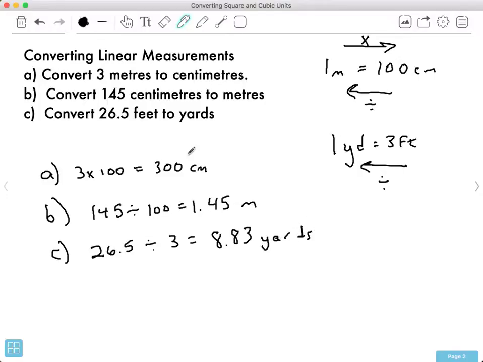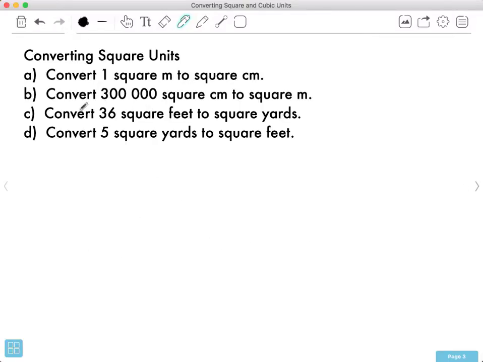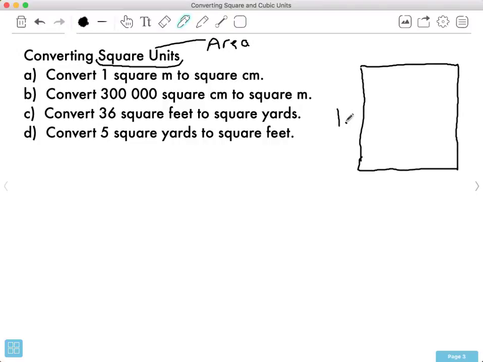So that is converting linear measurements, just converting a normal straight line measurement back and forth using our normal conversion factors. The focus of this video, though, is when we start converting area and volume. We'll get to that in a second. So if I'm converting square units, which you're going to have when you're talking about the concept of area, we have a bit of a problem. If I want to convert a square meter to a square centimeter, well, I'm not going to draw all the little boxes in here, but 1 square meter is a box that's 1 meter on each side.